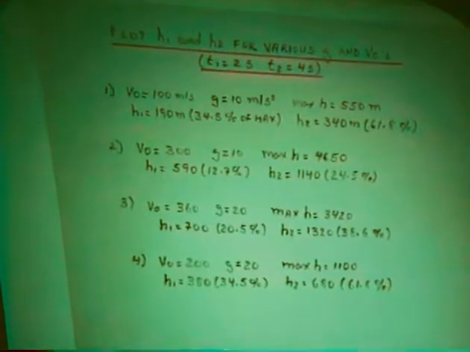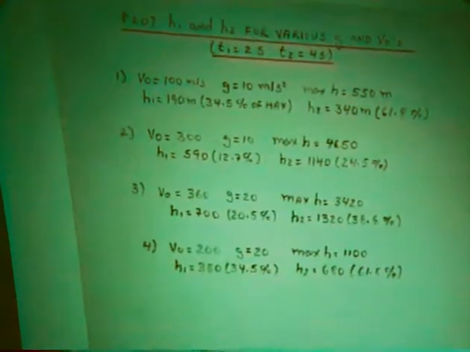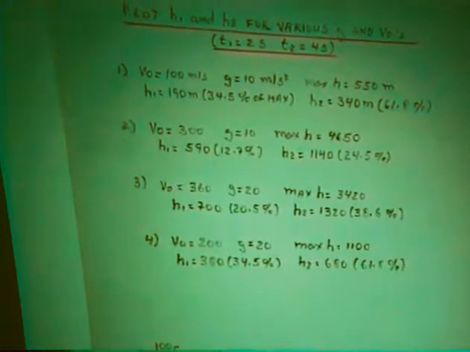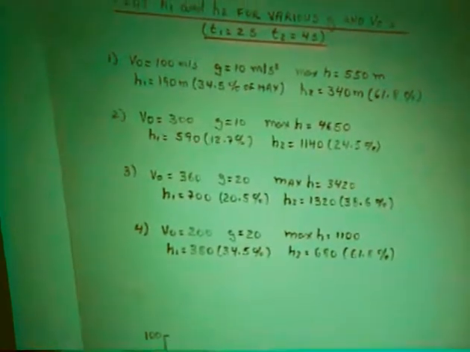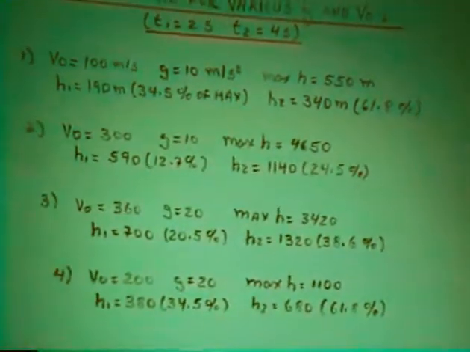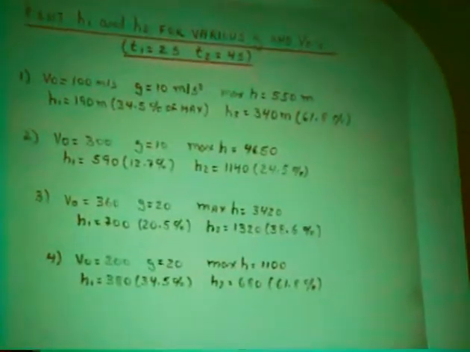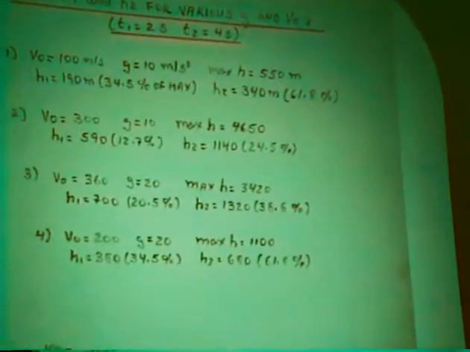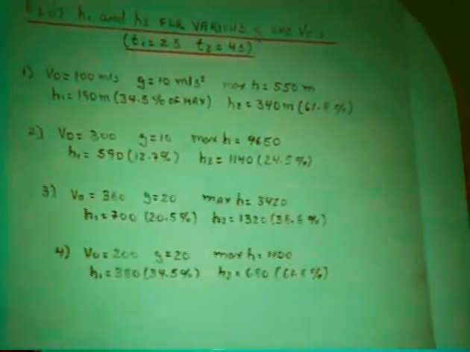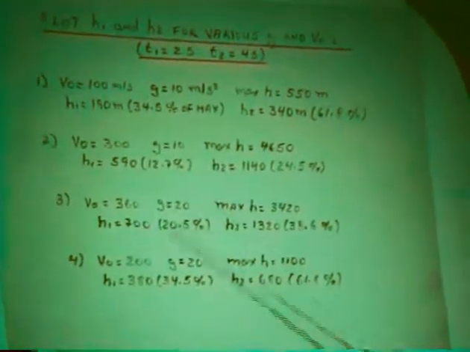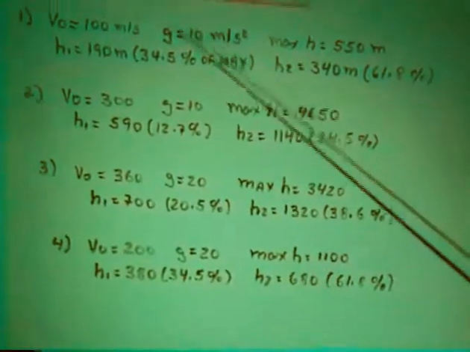Yeah? The second case is very similar, but now the initial velocity is 300 meters per second. In the third case, it is 360 meters per second, but the gravity now is 20 instead of 9.8. And in the fourth case, all I'm changing is the initial velocity and the same gravity. So we have here different initial velocities and two different gravities.